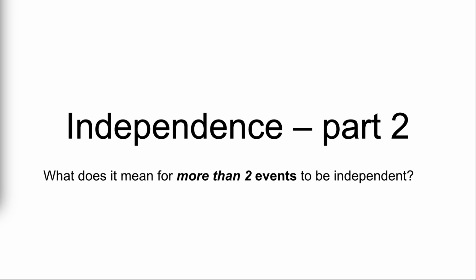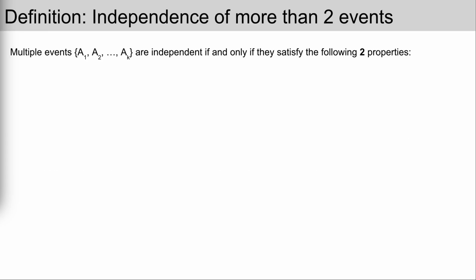In the first video, we explored the independence of two events. Here, we'll extend these ideas to answer what it means for more than two events to be independent. To this end, let A1, A2, up to Ak be a set of k different events where k is bigger than 2. Then we can only say that this entire set of events is independent if two different properties are true.